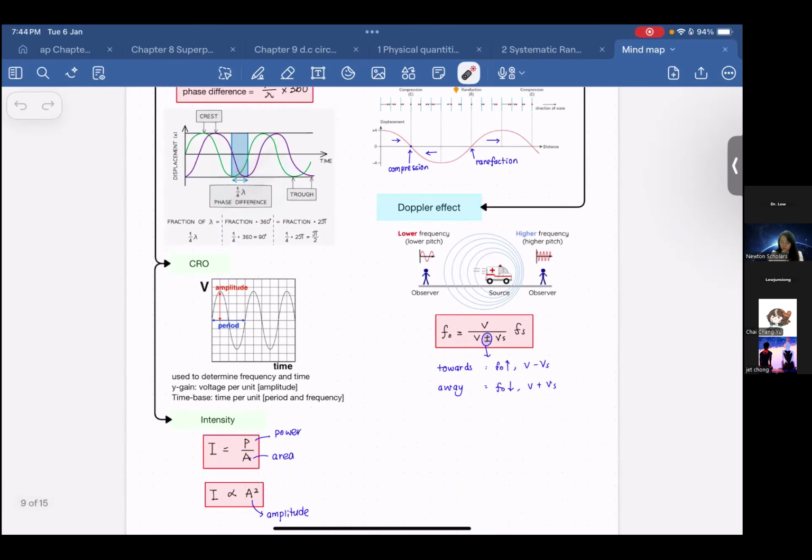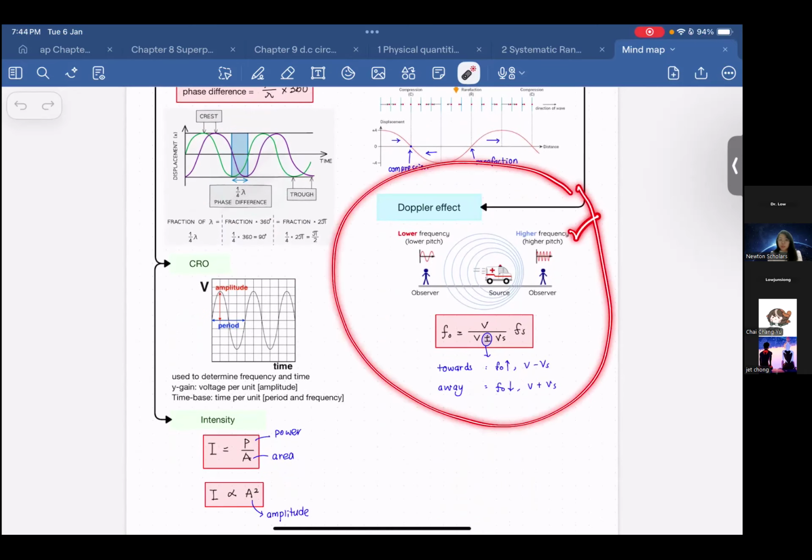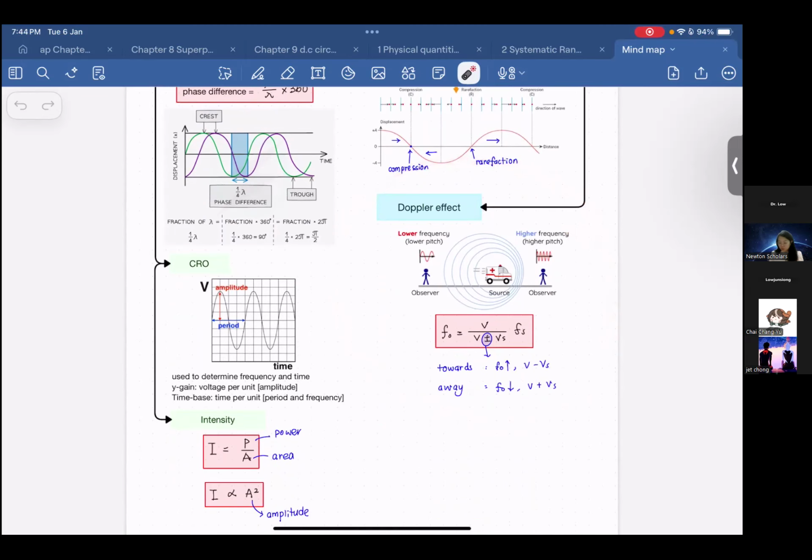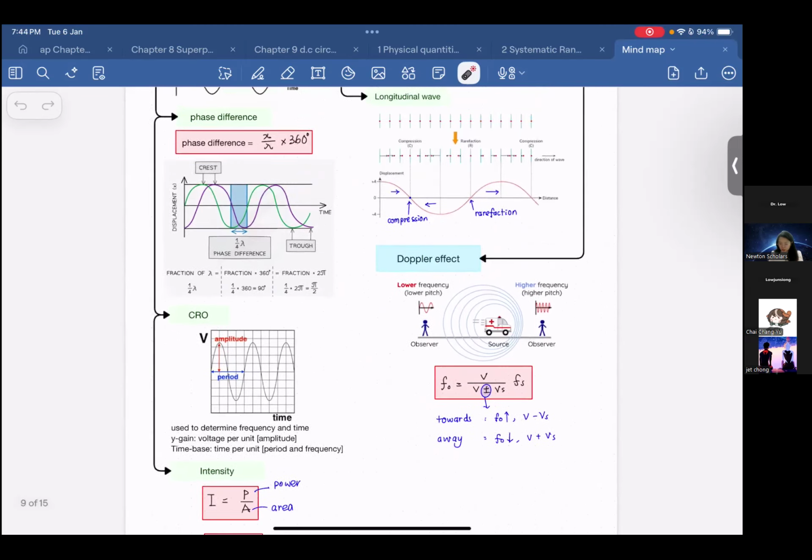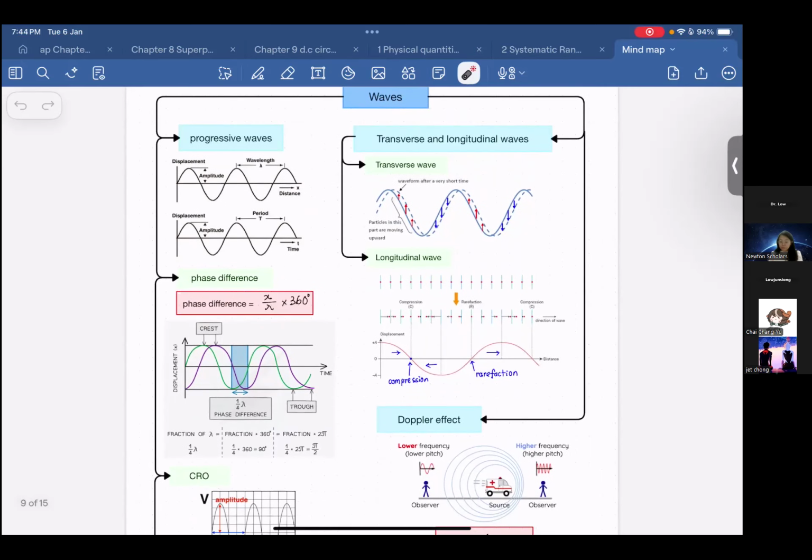Then we learn about the Doppler effect. This one is a new thing. No matter whether you are from form 4, form 5, or year 10, year 11, this is a new thing for you. Then this is about waves in chapter 7.